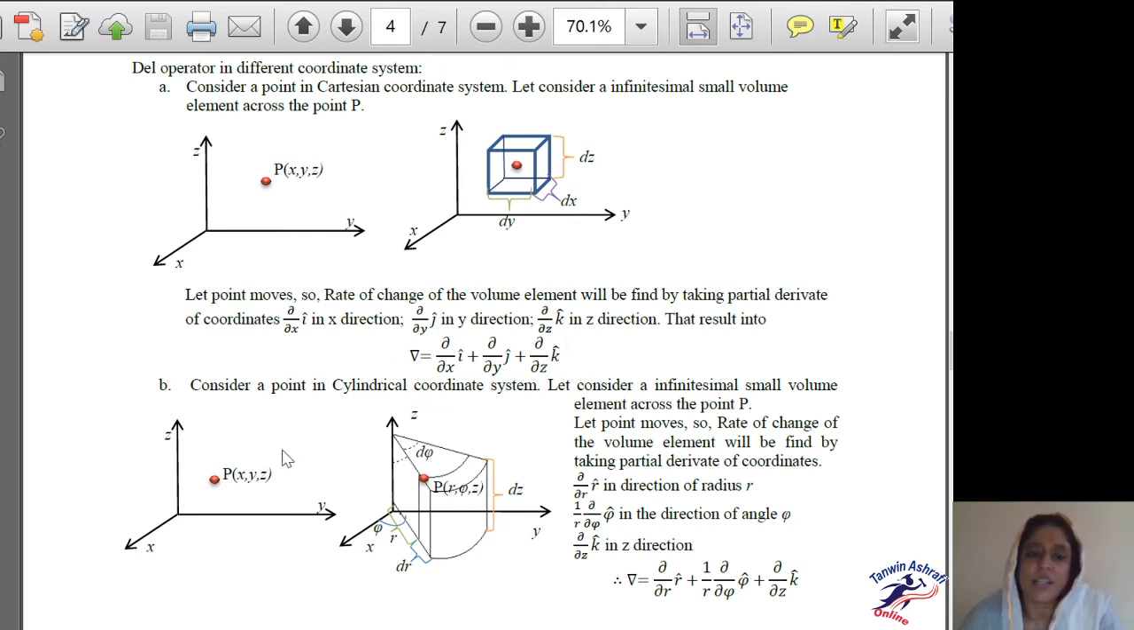Consider a point in the cylindrical coordinate system. Now consider a small volume element around this point. Now let the point move. The rate of change will be found by taking the partial derivative of the coordinates. Now, ∂/∂r r cap is in the direction of r. Then 1 upon r ∂/∂phi phi cap in the direction of phi. Then ∂/∂z k cap in the direction of z.